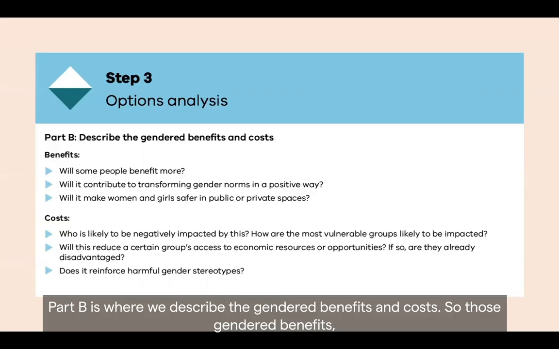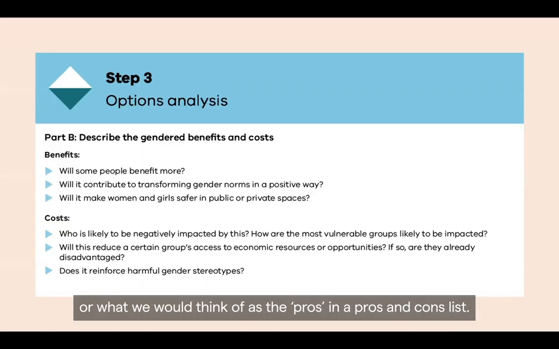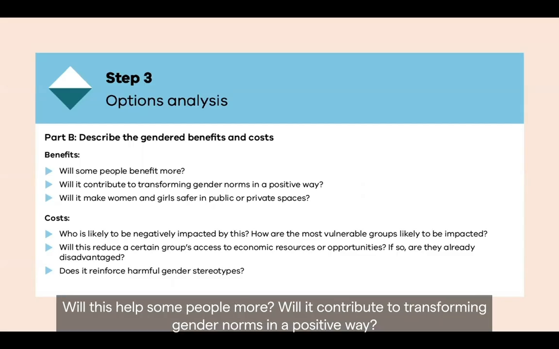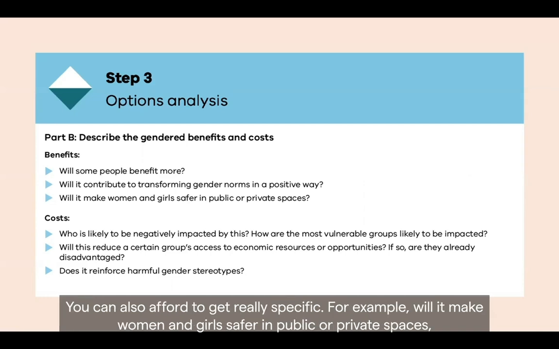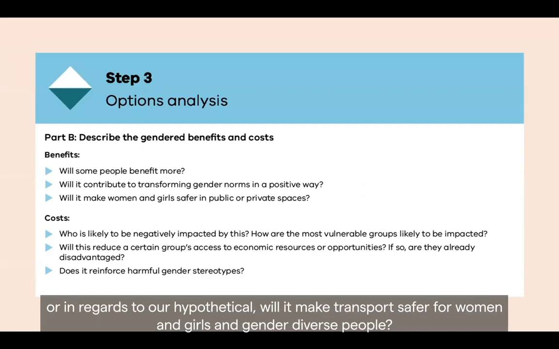Part B is where we describe the gendered benefits and costs. So those gendered benefits, or what we would think of as the pros in a pros and cons list, will this help some people more? Will it contribute to transforming gender norms in a positive way? You can also afford to get really specific. For example, will it make women and girls safer in public or private spaces? Or in regards to our hypothetical, will it make transport safer for women and girls and gender diverse people?